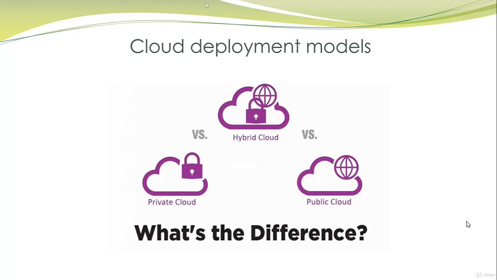Now that we have looked at what the cloud is and the advantages of cloud, let's learn what the different types of cloud deployment models are. A cloud deployment model defines where your data is stored and how your customers interact with it. How do they get to it? And where do the applications run? So we have three different types: public, private, and hybrid.